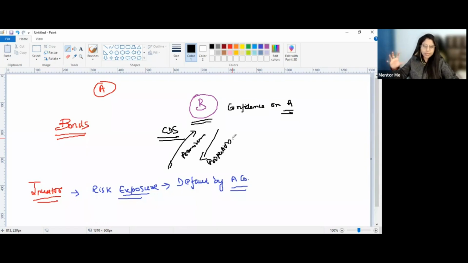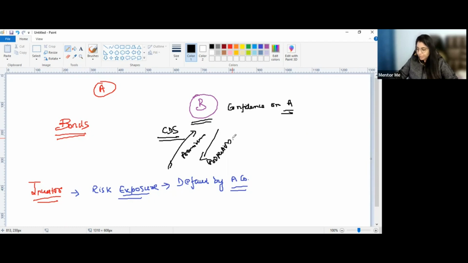Simply speaking, there was a company against which we had purchased a company's bonds. We had the risk exposure that the A company may default. Now, in order to protect ourselves from this risk, we've entered into a CDS with B, who is a financial institution or a bank. Now, B is saying that you purchased my CDS against which you will be paying me premium, and I will give you protection against losses in case A company defaults.